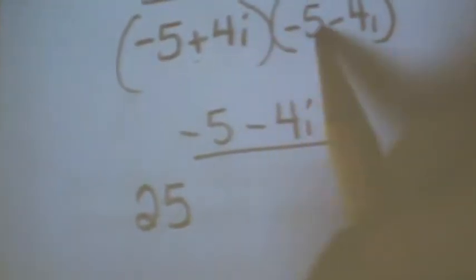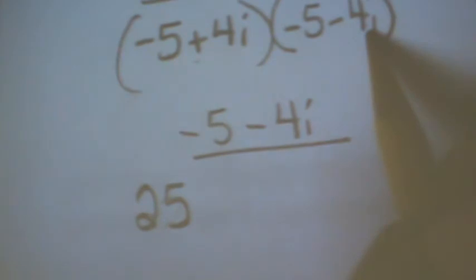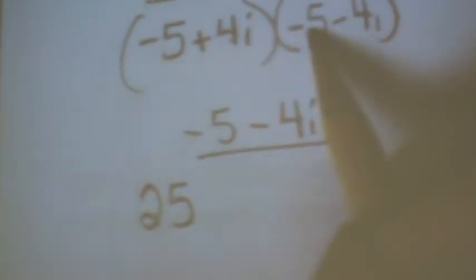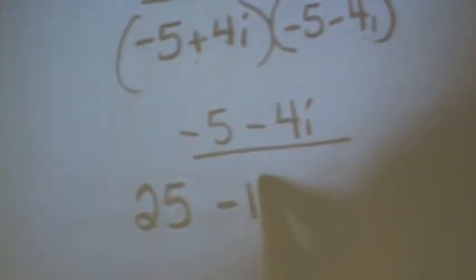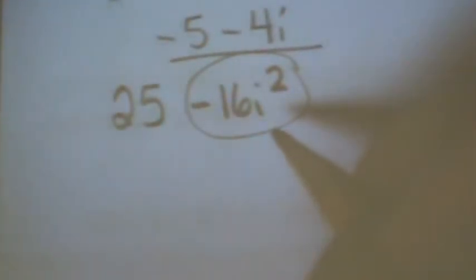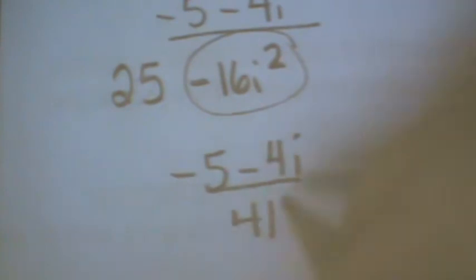Now, the next two will cancel out. This is going to give you a positive 20 and then a negative 20i. And then 4i times negative 4i is negative 16i squared. This is really 16. 16 and 25 is 41. And again, you can break your answer up into negative 5 over 41 minus 4 over 41 i.